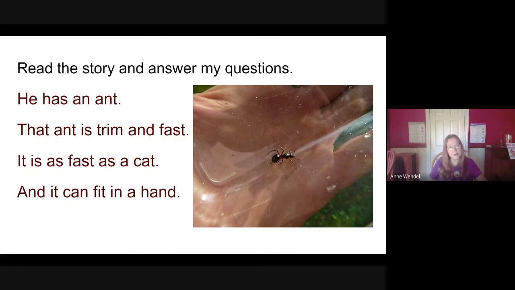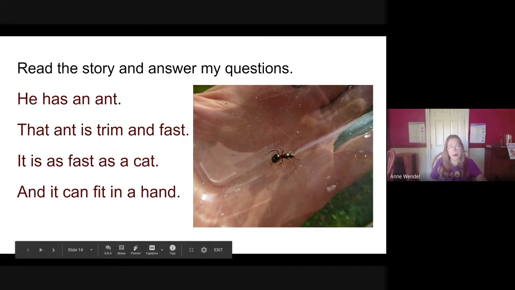What does the main character have? Yes, an ant. One adjective that describes the ant is trim. Trim means thin and healthy. What other adjective tells about the ant? Yes, fast. Which is faster, the cat or the ant? If you said they are both the same speed, you are right.